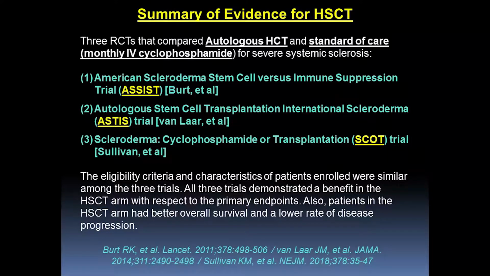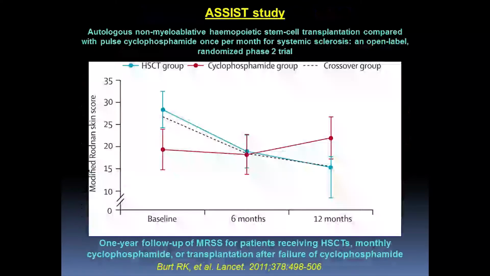The patients were comparable in all the 3 groups, and the trials demonstrated a benefit of HSCT with respect to primary endpoints. That is demonstrated here, the drop in the skin score in those who got hematopoietic stem cell transplant compared to IV monthly cyclophosphamide. That was the control arm in all 3 studies, and that showed some rise in the skin score. I just selected the graphs that represent the changes in the skin scores.